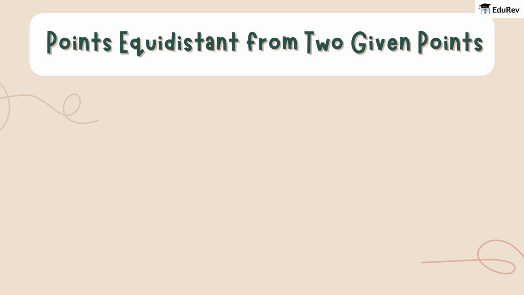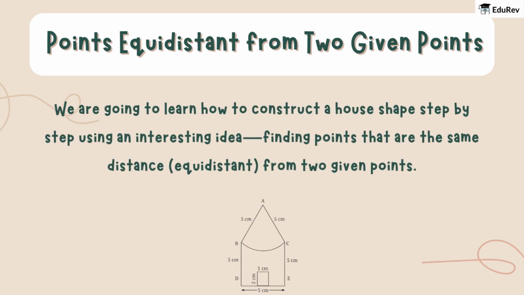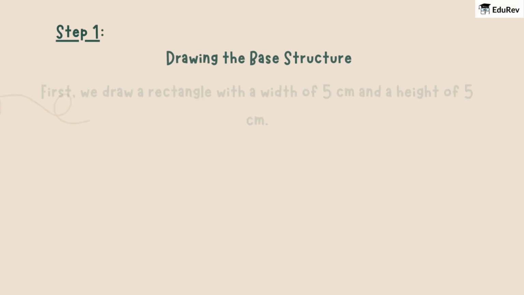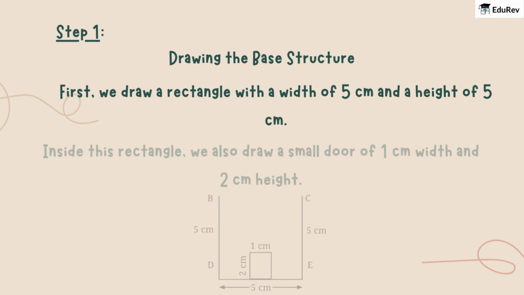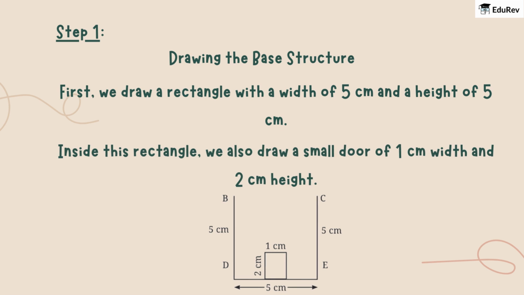Points equidistant from two given points. We will construct a house shape step by step using an interesting idea, finding points that are the same distance, equidistant, from two given points. Step 1. Draw a rectangle BCDE with a width of 5 centimeters and a height of 5 centimeters. Inside this rectangle, draw a small door of 1 centimeter width and 2 centimeters height.